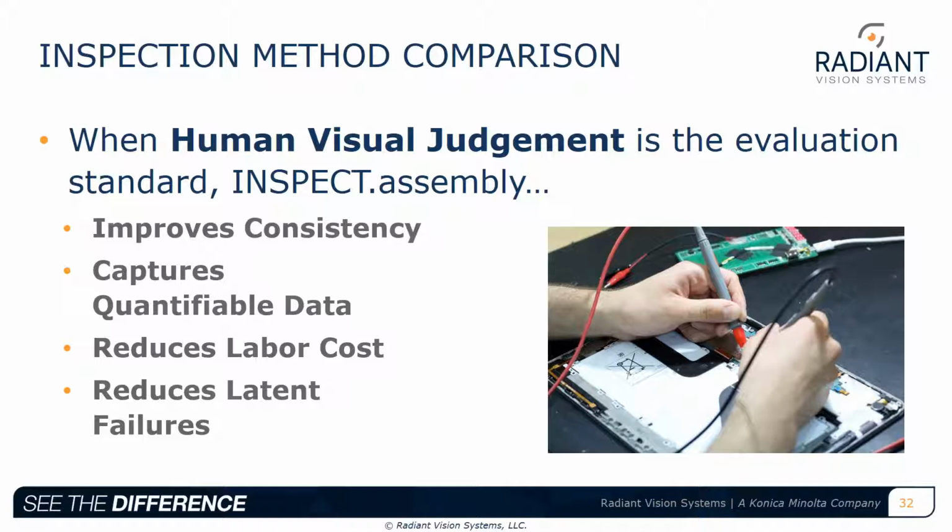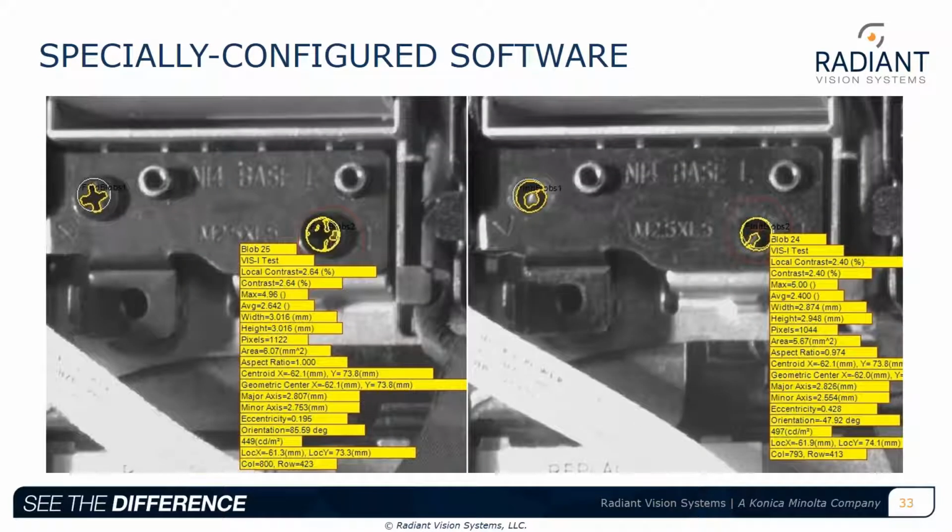And finally, INSPECT.assembly can more reliably detect subtle defects that may result in latent failures, which incur cost and customer dissatisfaction. So for example, a device with a loose connector may pass functional test in the factory, but after shipment, the connector may detach, causing the device to fail and of course be returned or have an unhappy customer. Applying standard machine vision algorithm to detect this component does not allow us to determine the different features that indicate a defect.